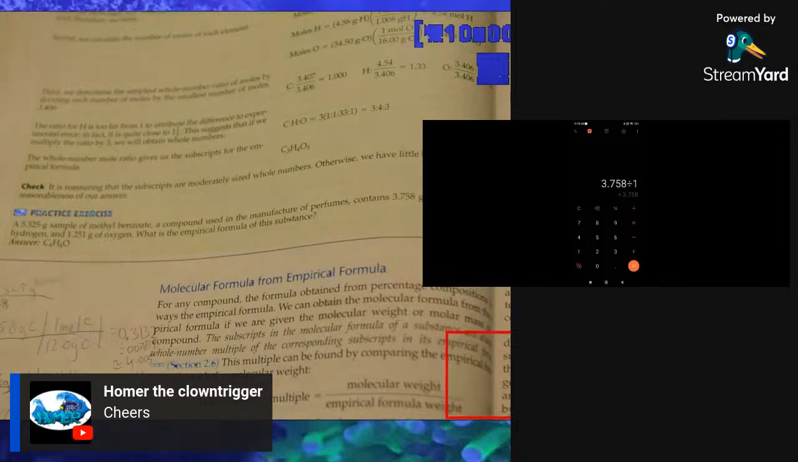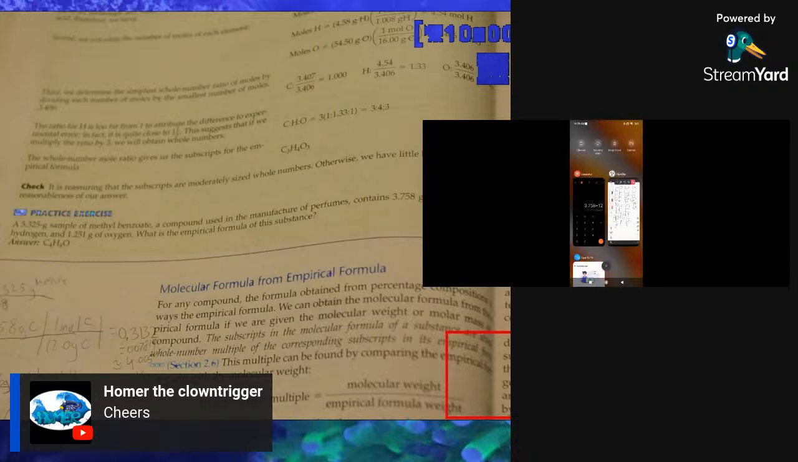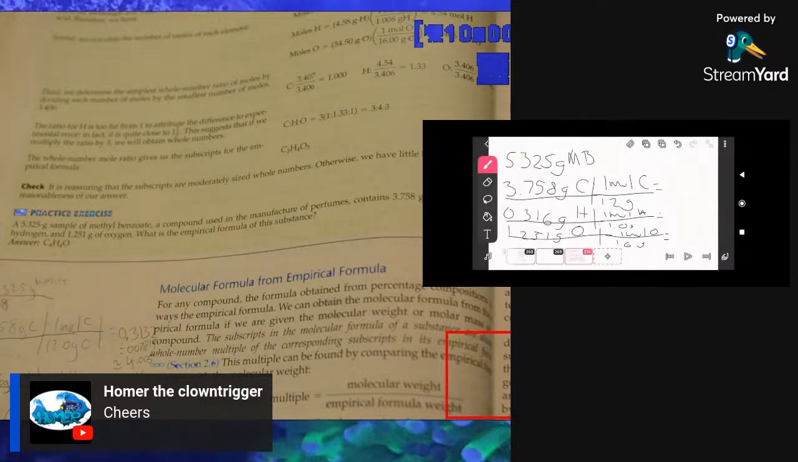3.758 divided by 12 is equal to 31. All right, this is what happens when you don't have a book. So it's going to equal, I'm just going to go with what my old notes say. And if I'm wrong, correct me, guys. 31.13 something something.